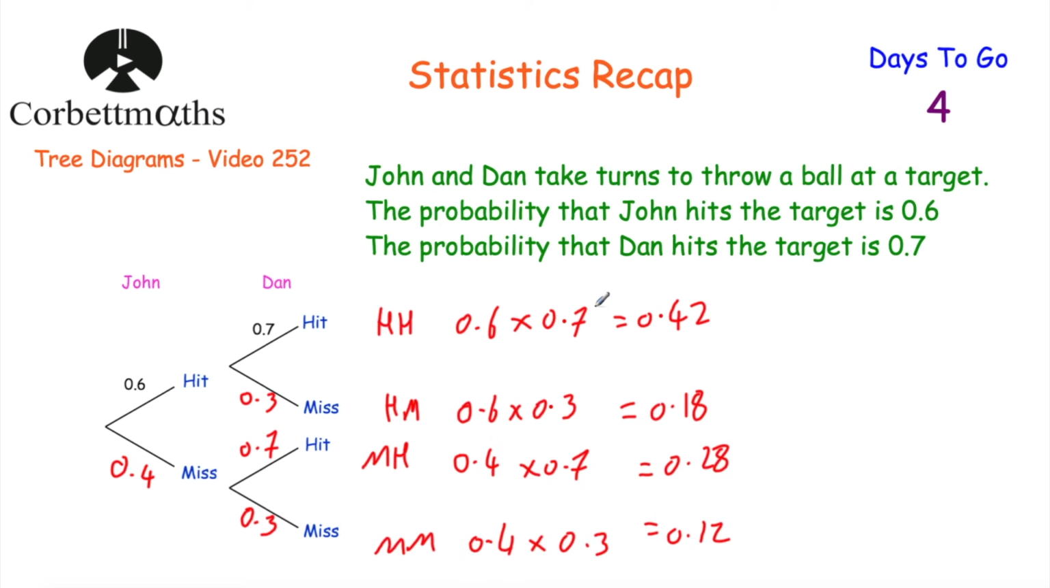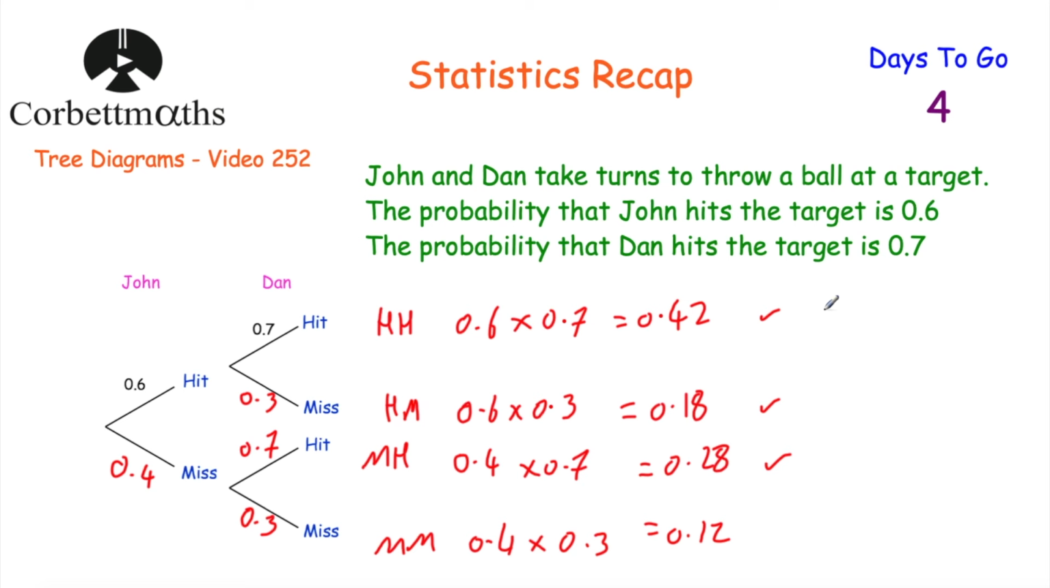And then you might encounter questions like, what's the probability that both men hit the target? That'd be 0.42, or both men missing the target, 0.12. What's the probability that only one man hits the target? That'd be either that option or that option, so you add those together, because with only one man hitting the target, it could be John hits it and Dan misses it, or John misses it and Dan hits it. So you'd add those together to get 0.46. Or it could be at least one man hitting the target, and then that would be that option, and that option, and then you'd add those together, because either one could hit it or both could hit it, and so on.